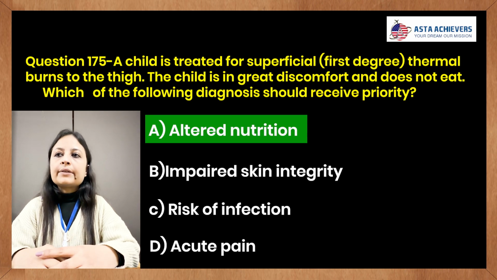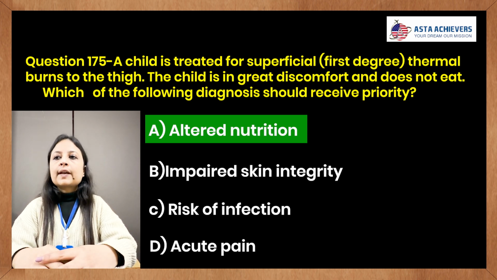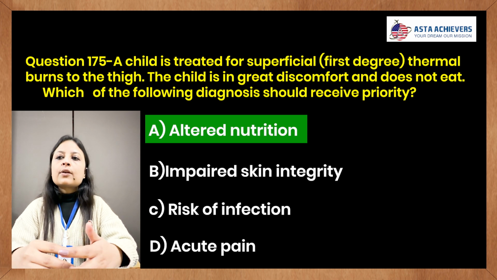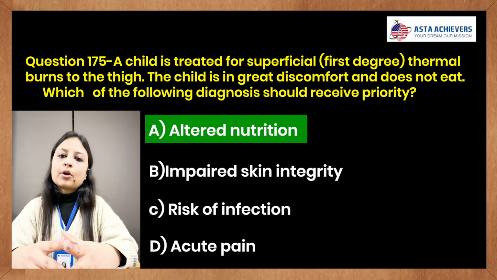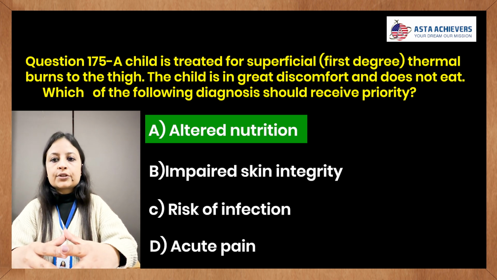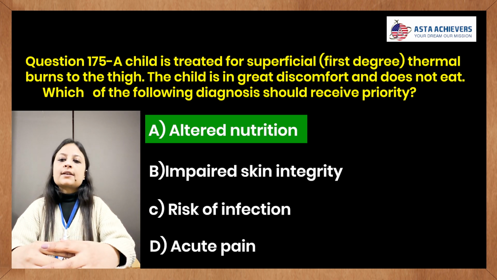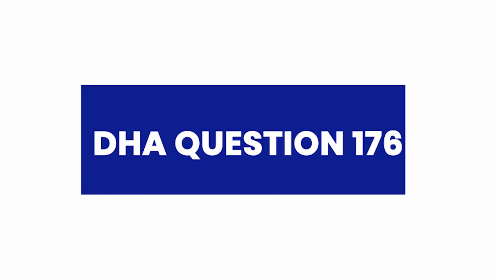Question 175. A child is treated for a superficial thermal burn to the thigh, and the child is in great discomfort and does not eat. So which of the following diagnoses should receive priority? Option A, altered nutrition. Option B, impaired skin integrity. Option C, risk of infection. And option D, acute pain. So option A, altered nutrition, is the correct answer.